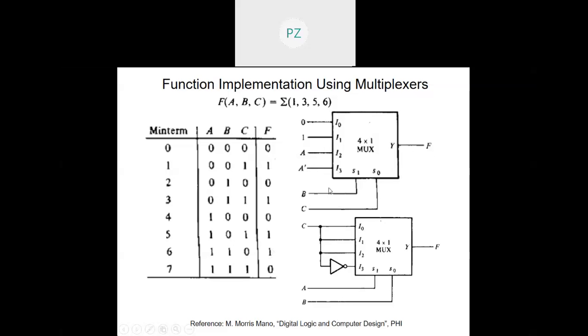Come to the last one, I3, where BC will be 1 1. So what should I direct? Let us check corresponding to 1 1. You see, if A is 0, I am getting a 1, and if A is 1, I am getting a 0. So this is essentially A dash. So if I employ a 4:1 multiplexer, connect its two select lines with B and C, and give the variations of A at the input, I can realize the function F.